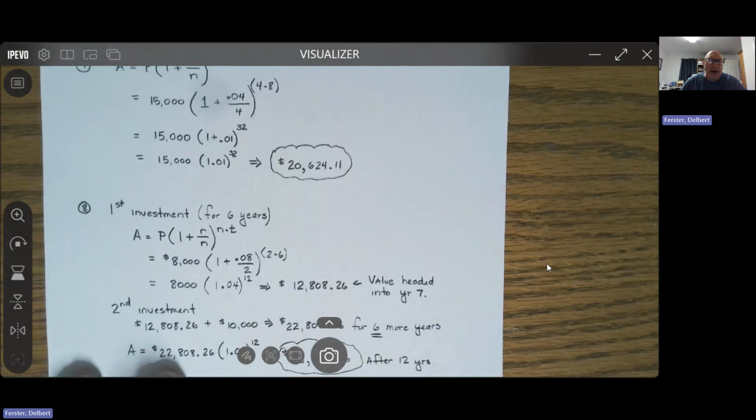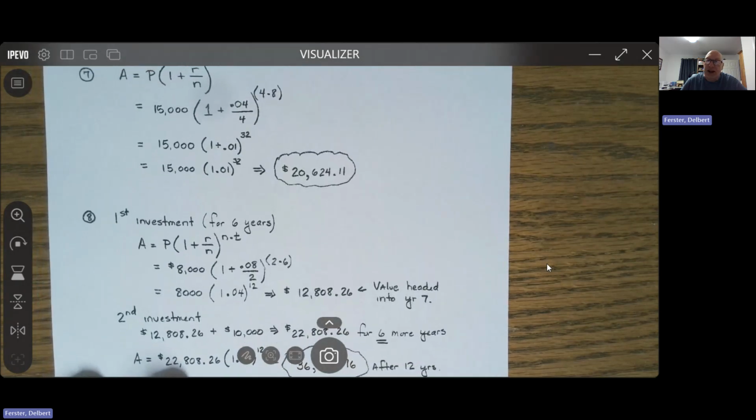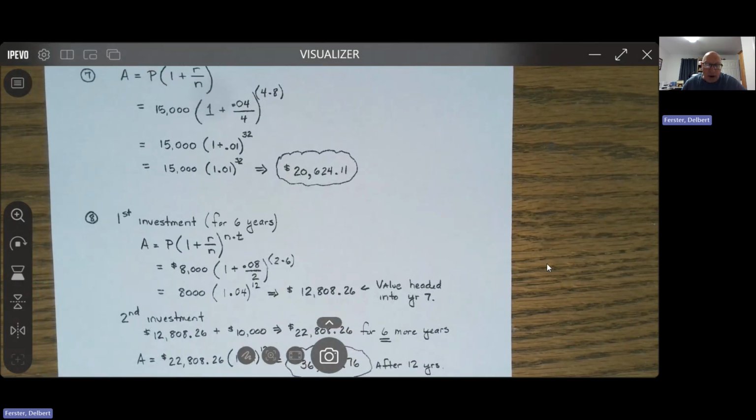Problem number 8 is a little interesting because you've got a multiple stage investment. So if you look at the first thing he does, he invests $8,000 at 8% compounded semi-annually. So that would mean twice a year. So N will be 2. And he's going to let that sit for 6 years. And then at the start of year 7, he adds money. So we'll find, first of all, what happens to that $8,000 over that first 6 year span.